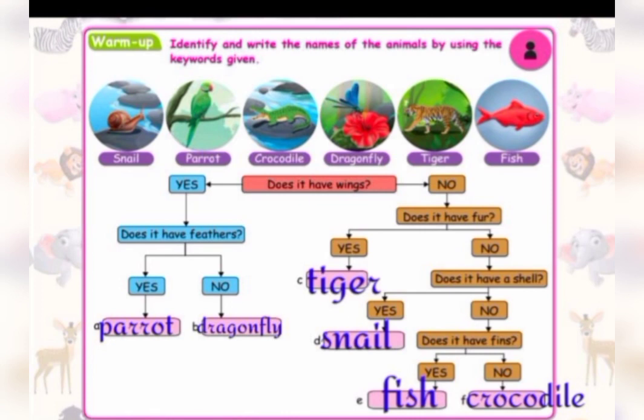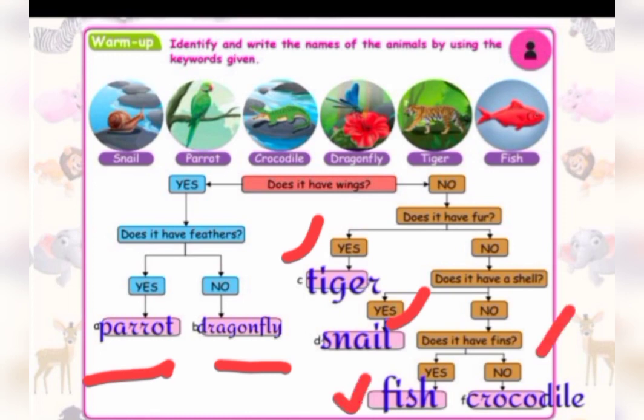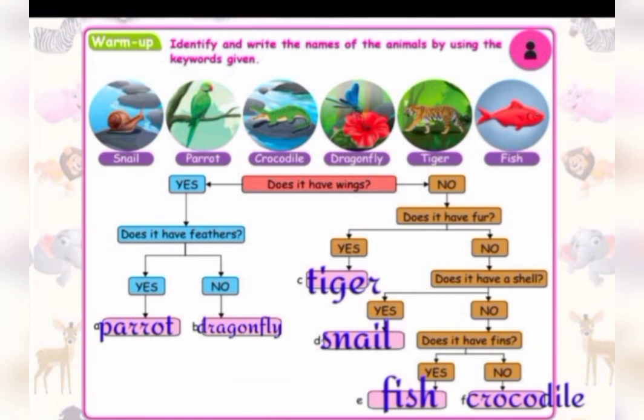So, first here, answer is parrot and dragonfly. And which one has fur? Tiger. And which one has shell? Snail. And which one has fins? Fish. And last one, crocodile. So likewise you have to do this activity, children.